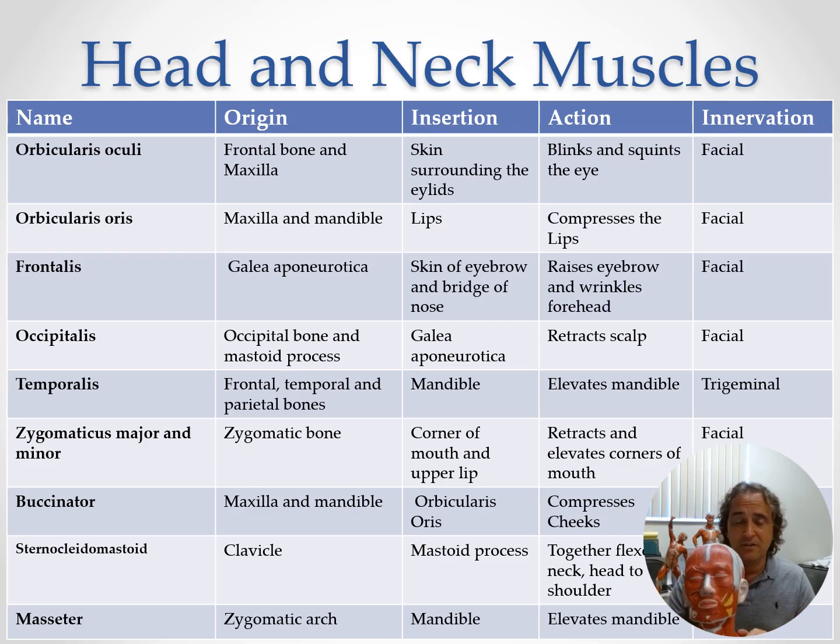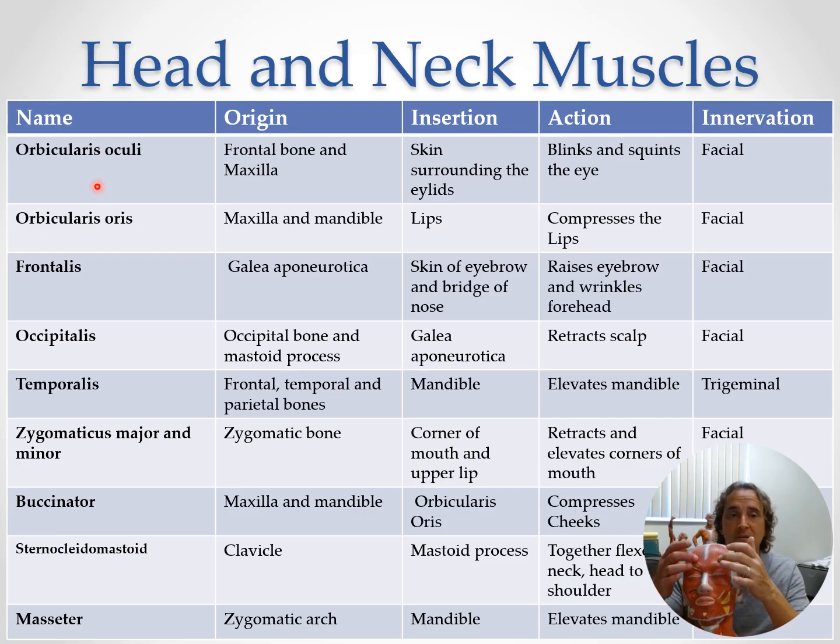Don't just study a picture. Touch it on yourself, so if you see it on the model, you know exactly which muscle you're pointing at. So, orbicularis oculi. Orbicularis oculi is blinking. If you're out and you wink at somebody, you're using your orbicularis oculi. If you want to blow them a kiss, you're going to be using your orbicularis oris, which is the ring of muscle around your mouth.